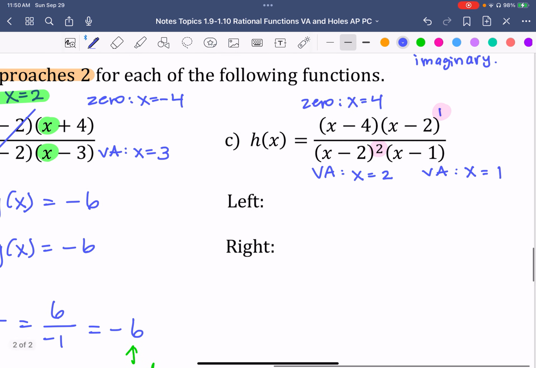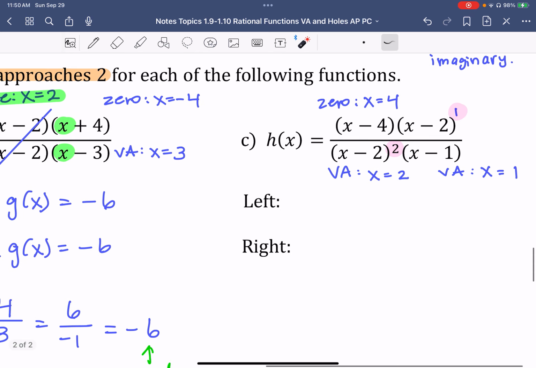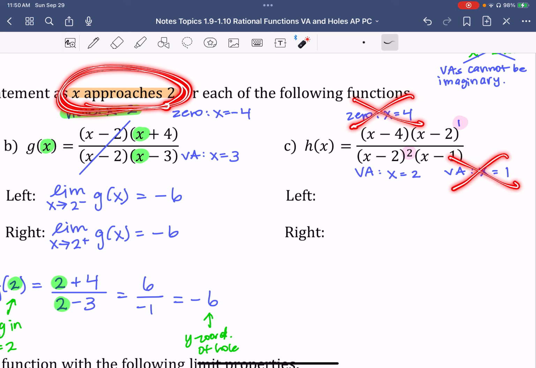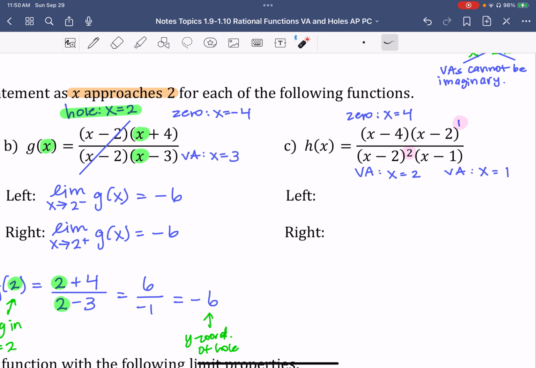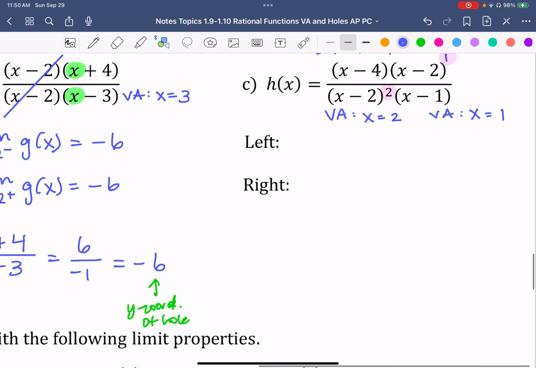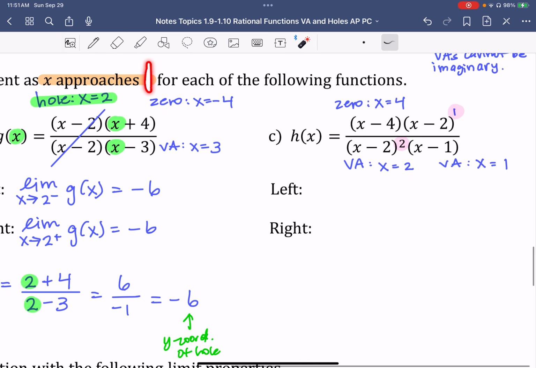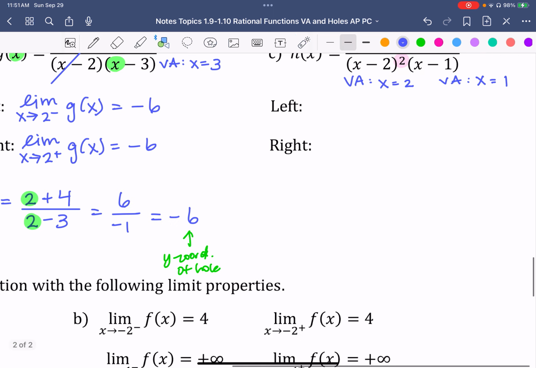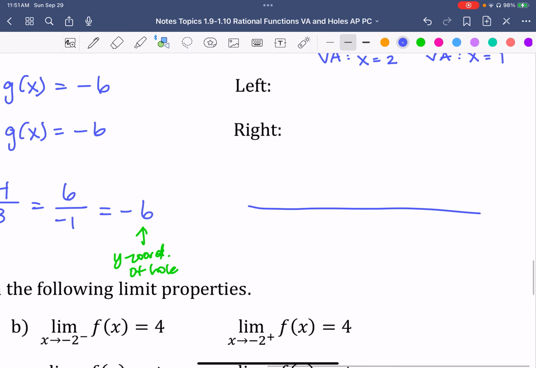Okay? Now, remember the question. The question said, find the limit as x approaches 2. I'm not going to use 4 and I'm not going to use 1. I'm going to focus on this vertical asymptote at x equals 2. Okay, you have to answer the question. If the question said as x approaches 1, then I would have used this vertical asymptote and not that one, but that's not what the question is asking. They want us to find as x approaches 2.